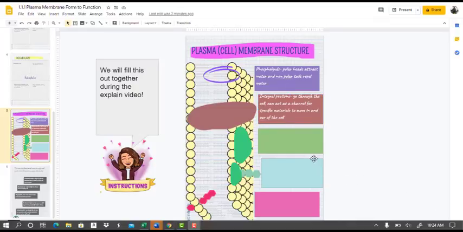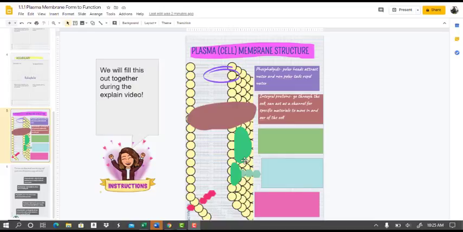Okay, so the next two are oftentimes related. We have another protein. It does not move all the way through the plasma membrane, so it is a peripheral protein. It's on the periphery or the outside of the membrane. And then down below it, we have another peripheral protein, but it's attached to a carbohydrate. So that would be a glycoprotein. Peripheral proteins can aid in cell-to-cell communication.